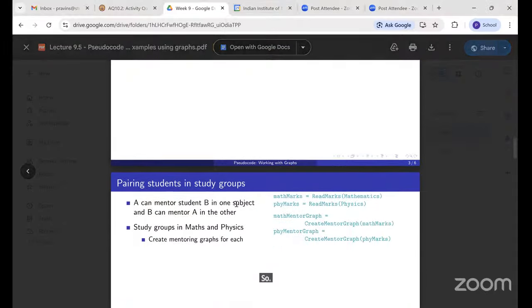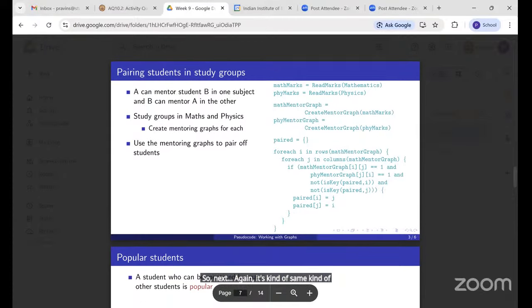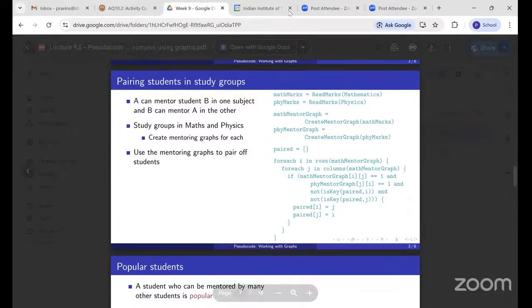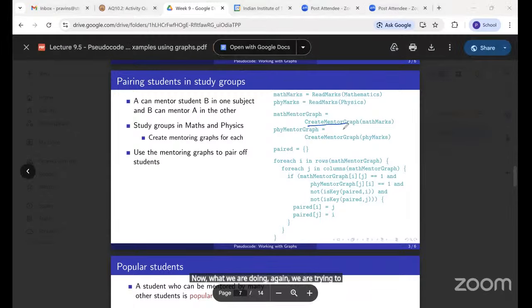So next, again, it's the same kind of graph, but based on the subject. Now what we are doing, again, we are trying to create a mentor graph, for maths and physics, and we are tracking whether it has been paired or not. And for paired, we are keeping a separate dictionary to keep track of it. And we are iterating through the rows of the mentor graph, and the columns of the mentor graph.